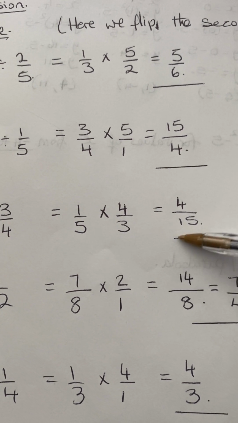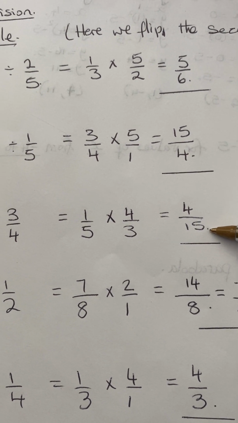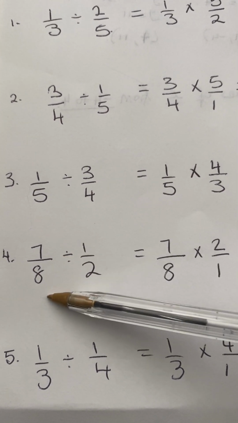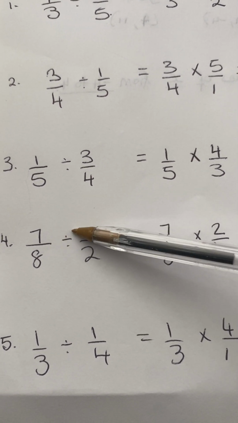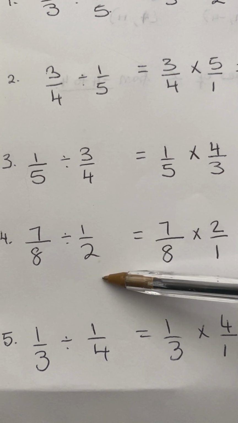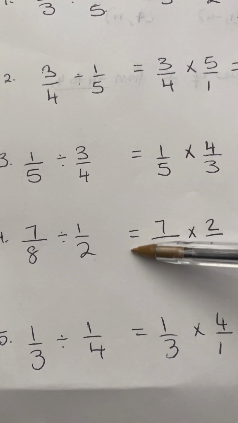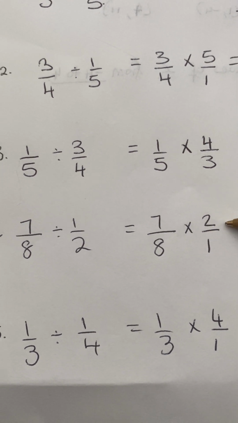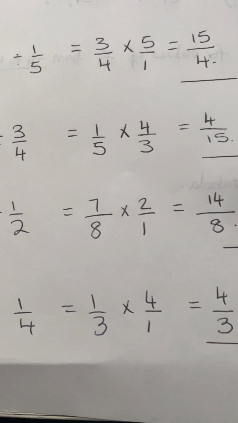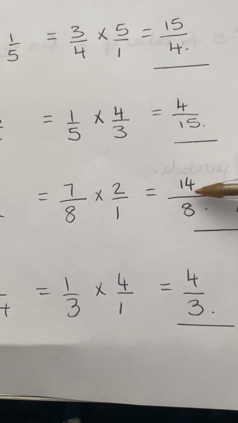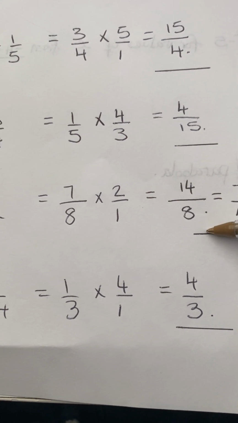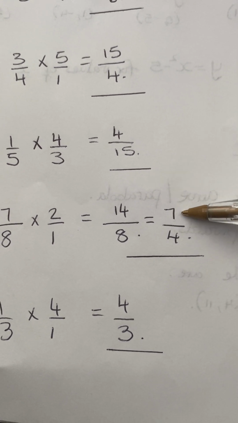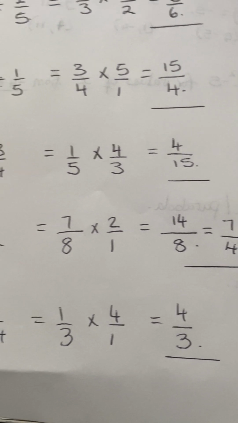5 times 3, which is 15. Now the fourth one, 7 over 8 divided by 1 over 2. So 7 over 8 will be the same, times 2 over 1. So here we have 14 divided by 8, and we can reduce it further, giving us 7 divided by 4.